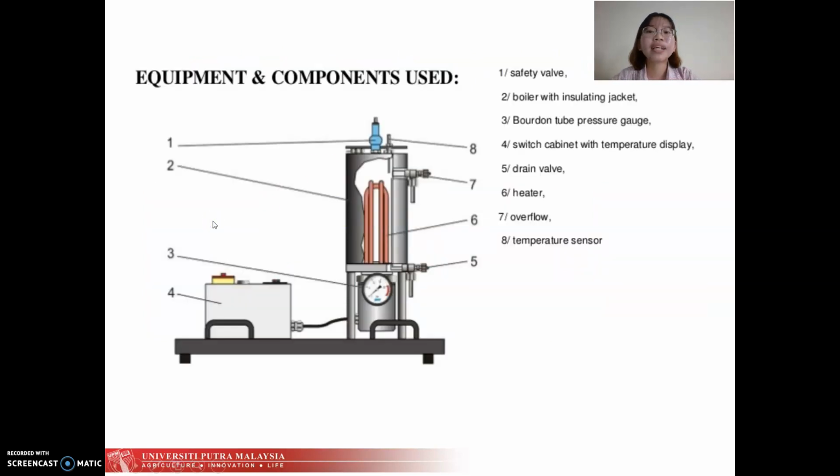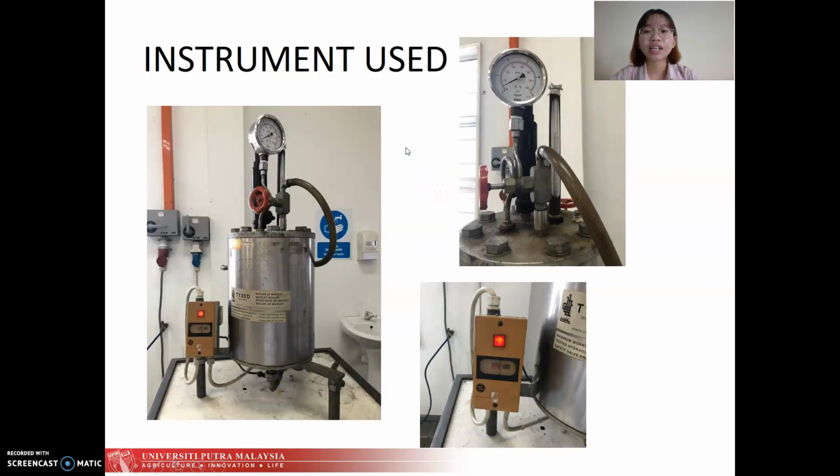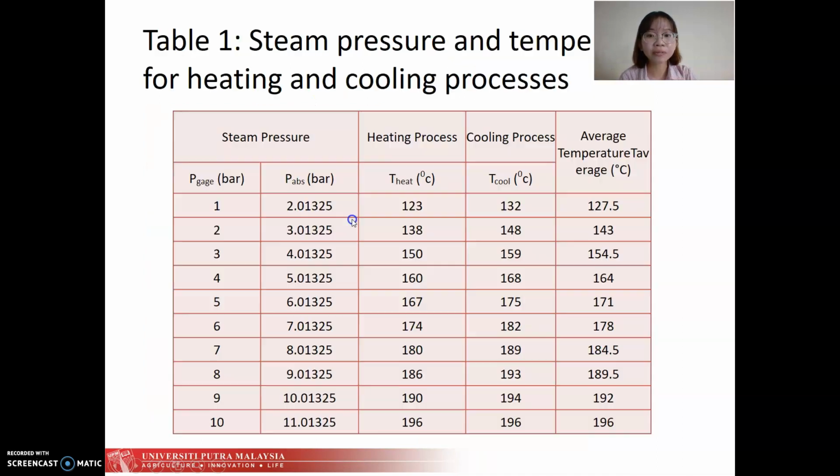So, the equipment and components used. This is the Marcet boiler and it has 8 components. First is the safety valve, and second is the boiler with insulating jacket. Third, we have the Bourdon tube pressure gauge, and then we have the switch box, drain valve, heater, overflow, and the temperature sensor. This is the instrument that we used that day, the Marcet boiler.